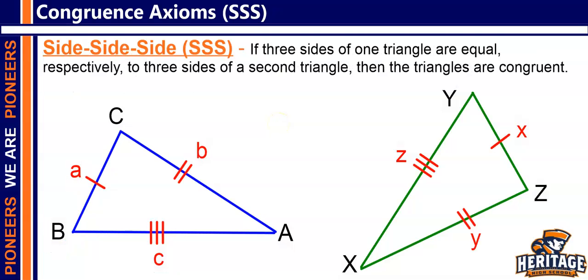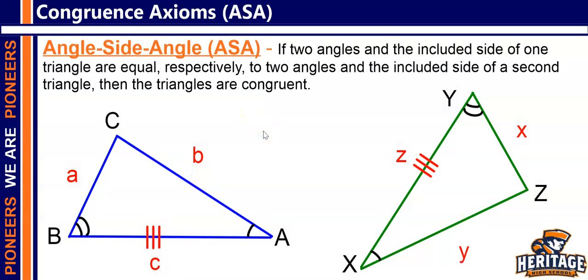The next one is side, side, side. This is pretty straightforward, where you're literally given three sides to a triangle. Next one is angle, side, angle. This is where you're given two angles and the side between them. So in this case, angle B, side C, angle A. Angle, side, angle, ASA.